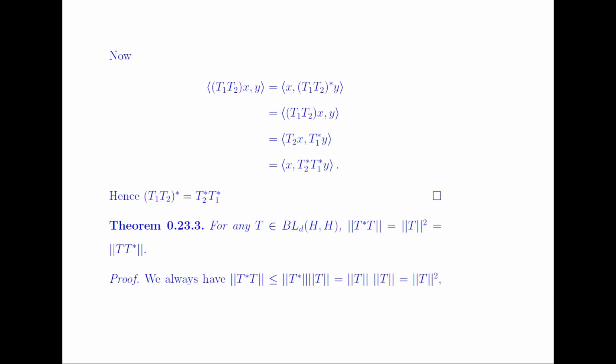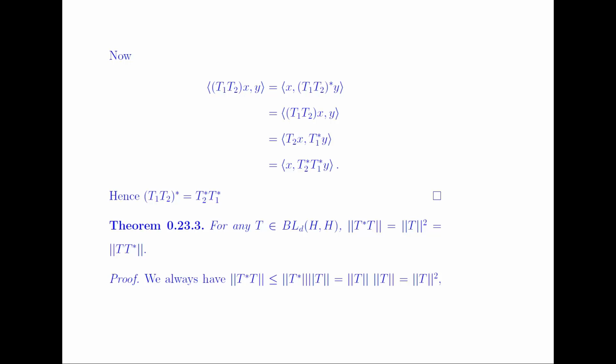So now we have, if T belongs to the collection of bounded linear operators from H onto itself, then the norm of T star T is equal to the norm of T squared, which is equal to the norm of T T star. So we always have the norm of T star T is less than or equal to the norm of T star times the norm of T.